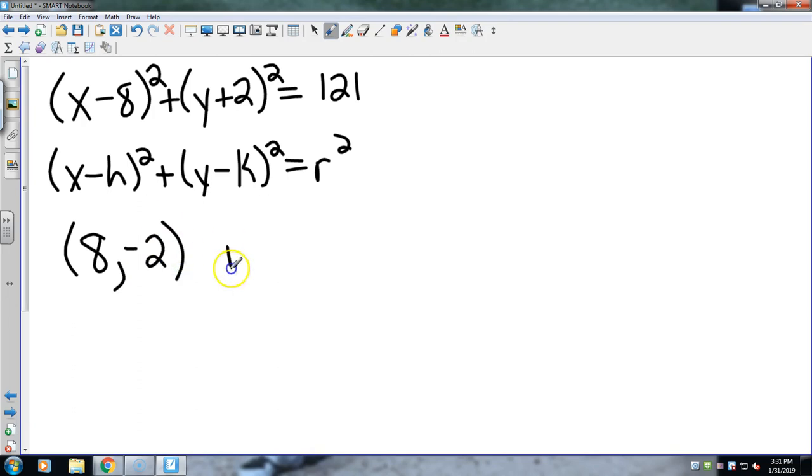And then my radius is the square root of 121, which we know in this case is 11. Okay, so using this circle equation to my advantage, I could pull those points out. If I needed to graph that, that wouldn't be any big deal.